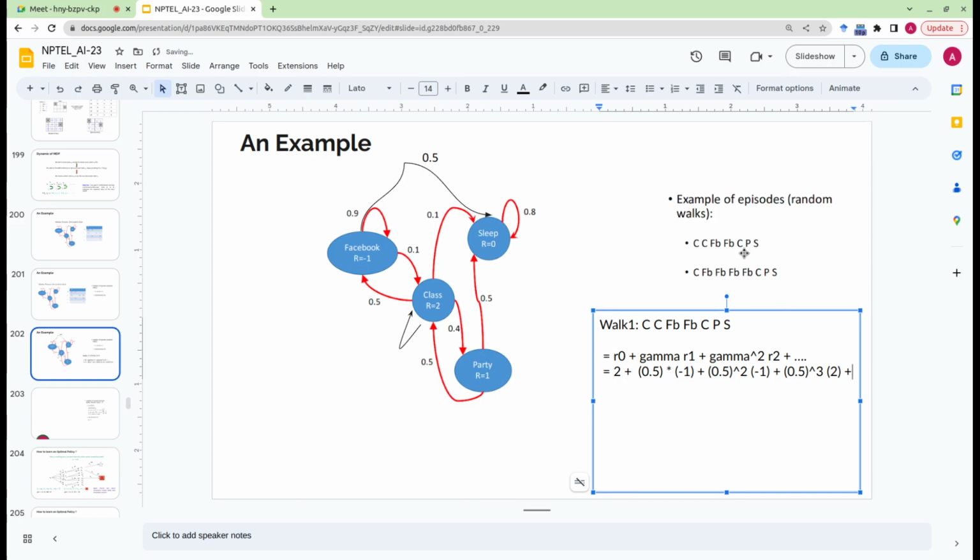Plus class to P, P is the party, from class to party, which is plus 1. So your gamma to the power 4 into party, which is 1, plus party to sleep. Sleep is 0, so anything you multiply with 0 will be 0. Whatever this number sums up to, this would be the reward you will get for this random path. Is it clear? Any doubt, any question till there?